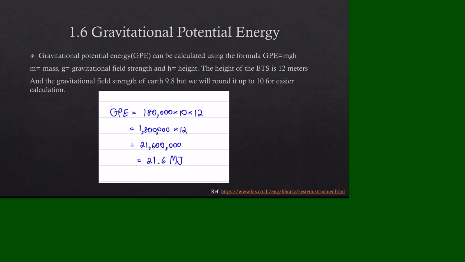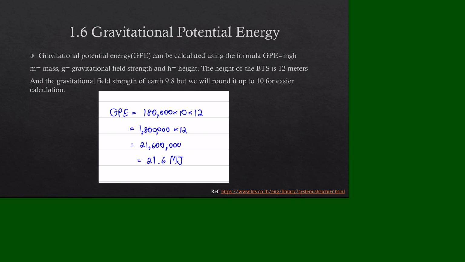1.6 Gravitational potential energy. Gravitational potential energy, aka GPE, can be calculated using the formula GPE equals mgh, m meaning mass, g meaning gravitational field strength, and h meaning height. The height of the BTS is 12 meters. We got it from the official website. The reference is down below if you want more information.